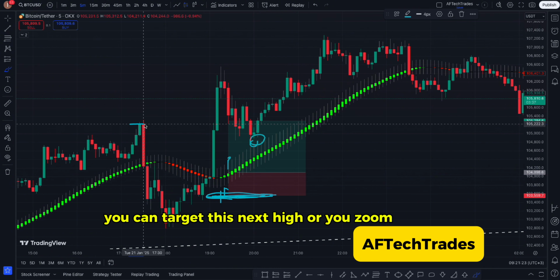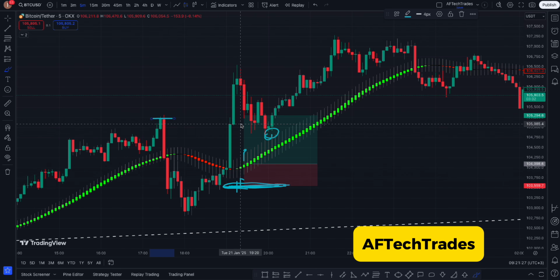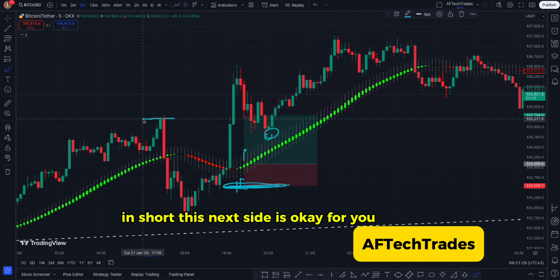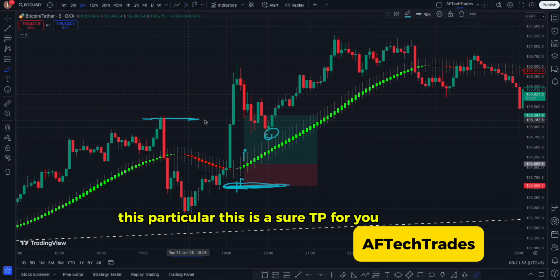You can target this next high, or you zoom. In short, this next high is okay for you. This next high is a short TP for you. This particular case is a short TP for you.